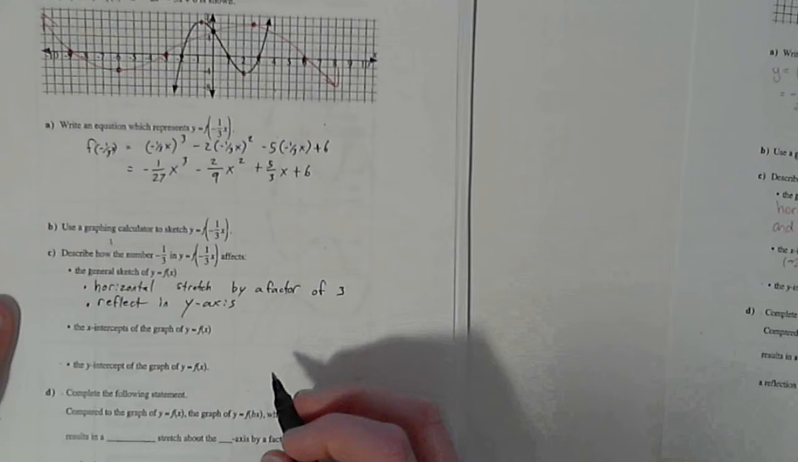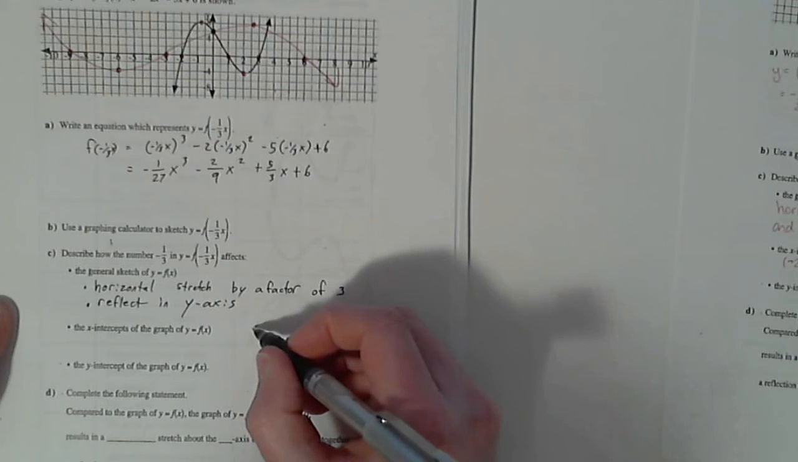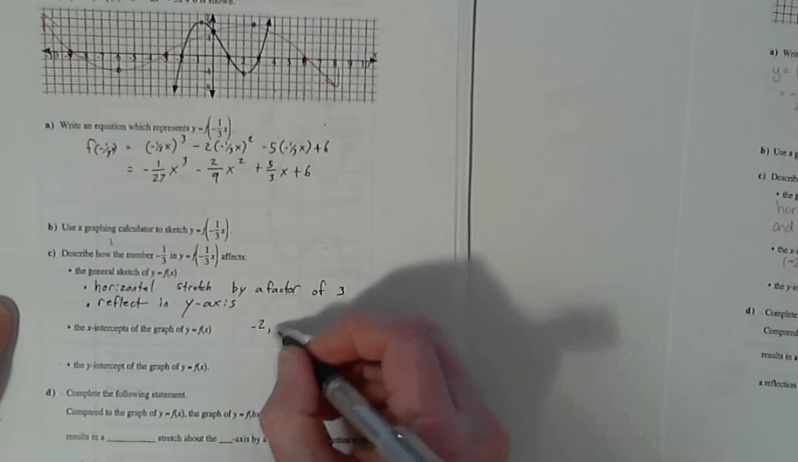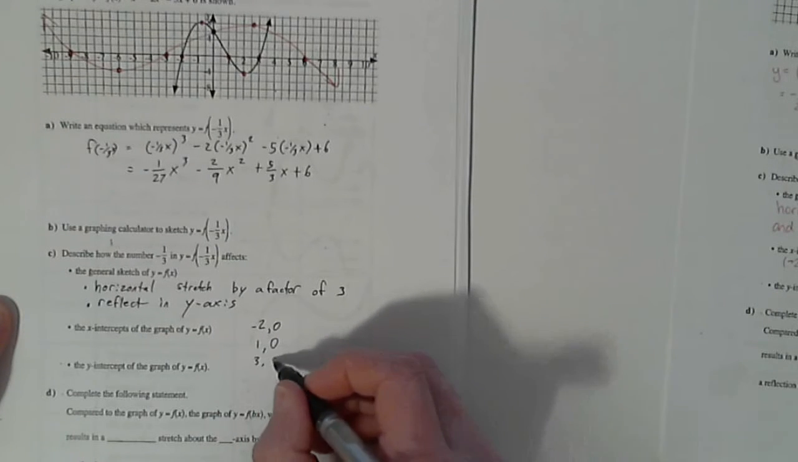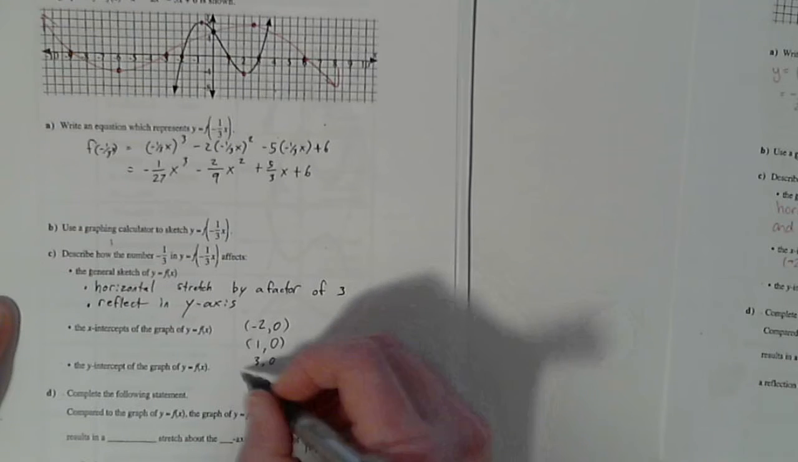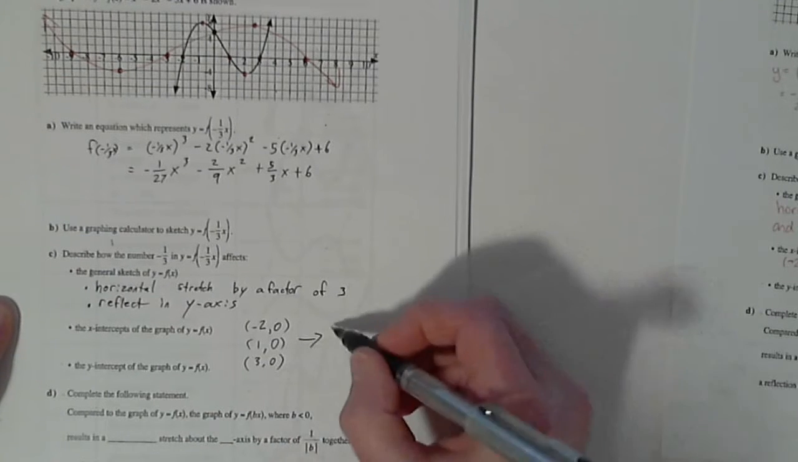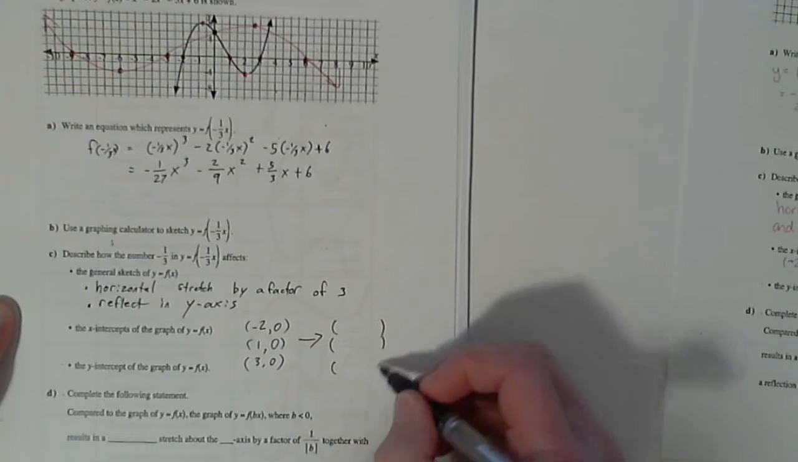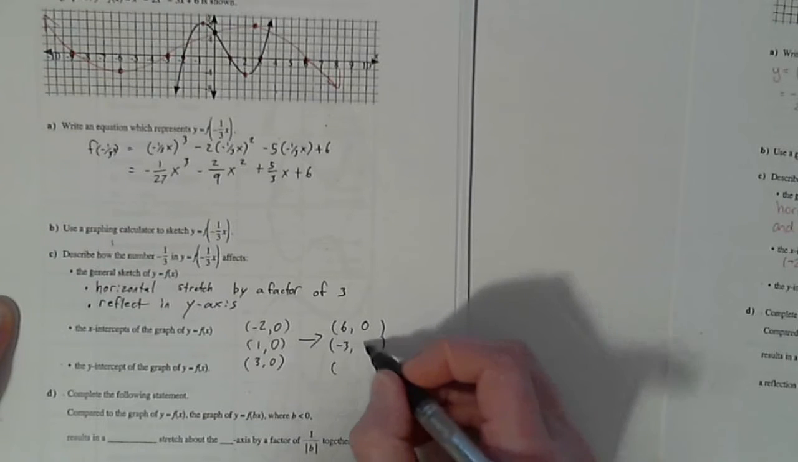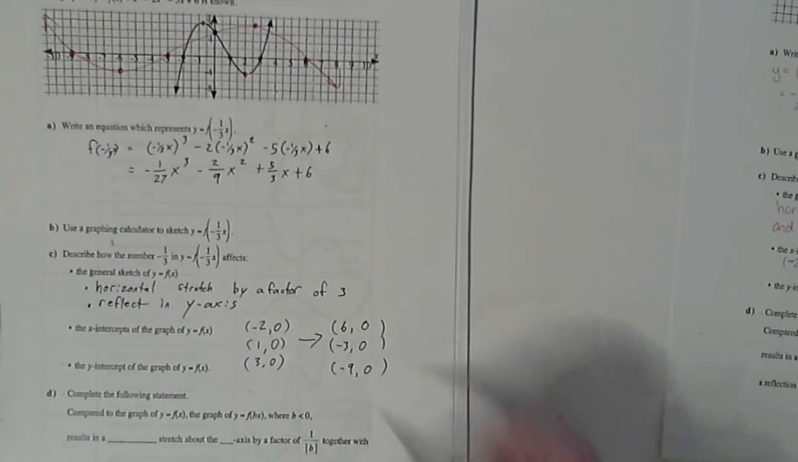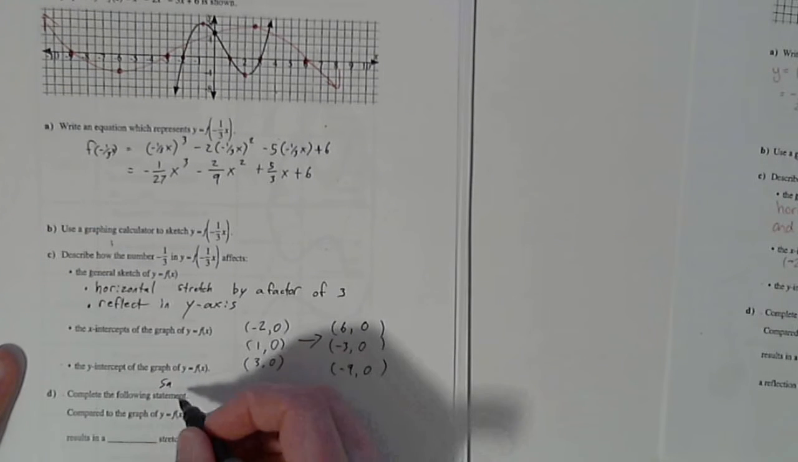So 2 different things. What happens to the x-intercepts? We had 3 of them this time, so we actually have to do a bit of a graph. So it goes from -2, 0, 1, 0, and 3, 0. This became 6, 0, this became -3, 0, and this became -9, 0. So all the x values multiplied by -3. The y-intercept stayed the same.